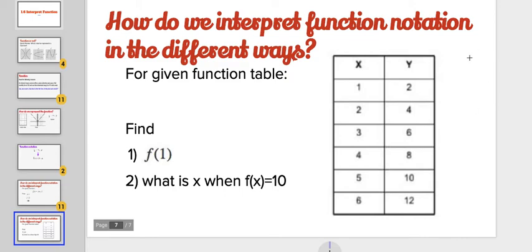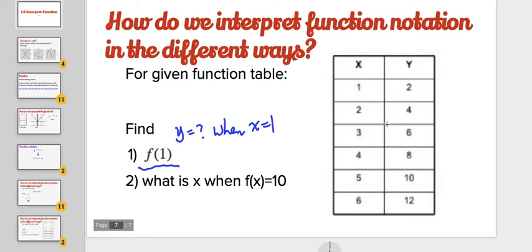Okay, for this one, we have a function table, and the question is asking us two things. The first, find f of 1. The second question is a little bit tricky because it's asking, what is x when f of x equals 10? Let's check the first one first. f of 1 means, what is y when x equals 1? Some students mention, I don't have an equation. Do I have to generate an equation based on the table?